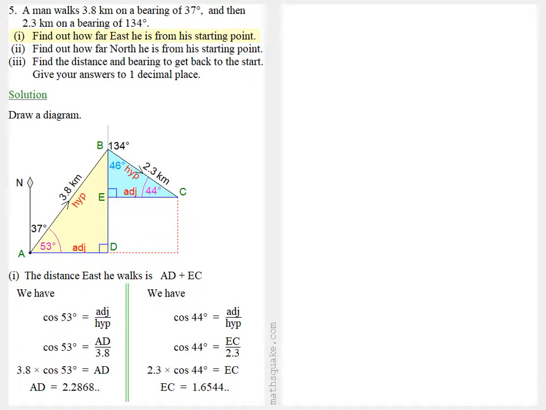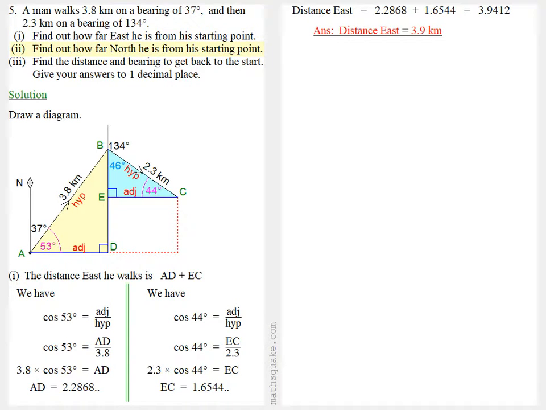1.6544. So the total distance east he travels, AD plus EC, is equal to 2.2868 plus 1.6544, which is equal to 3.9412. But we only want this to one decimal place, and so the distance east is 3.9 kilometres.